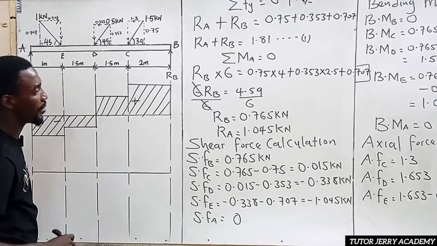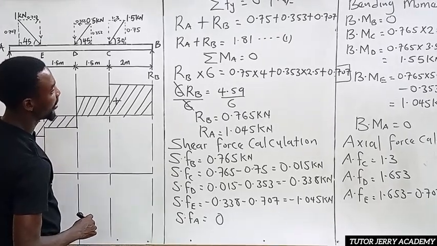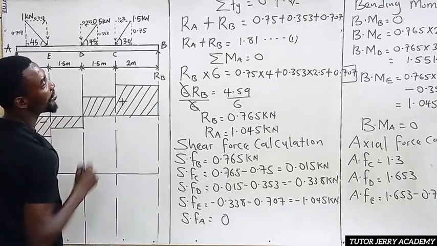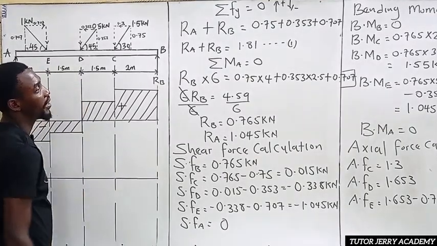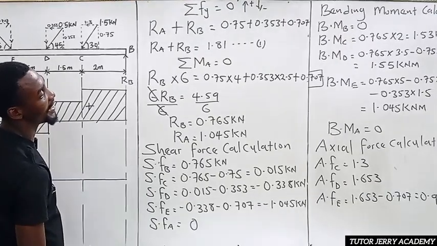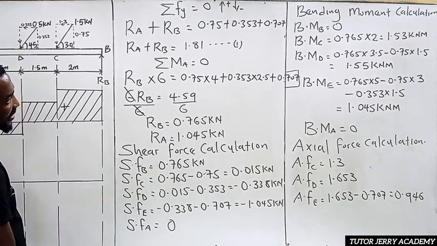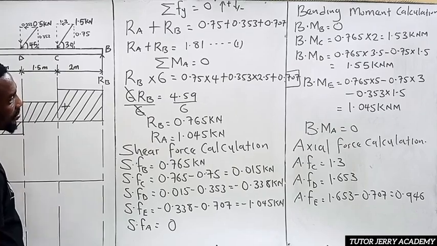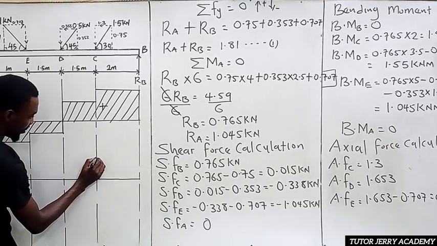All right, so now at point A, at point B, we have our bending moment to be what? 0. So this is it. All right, at point C, we have our bending moment to be what? 1.53. 1.53 is not the highest number there. So let's just take this point.